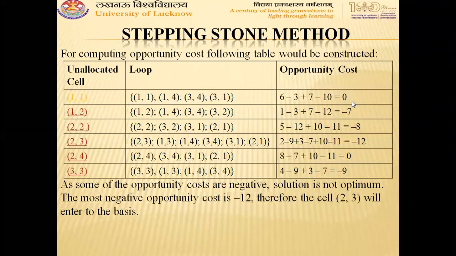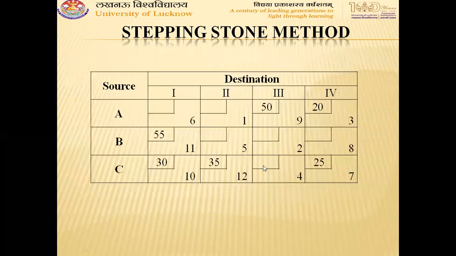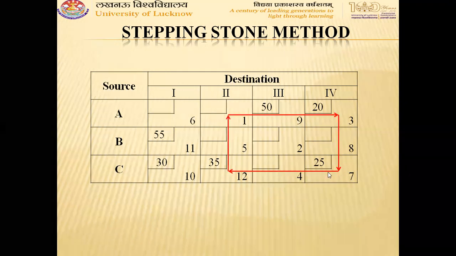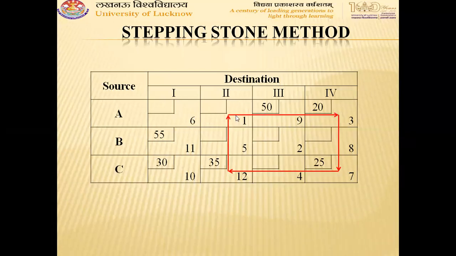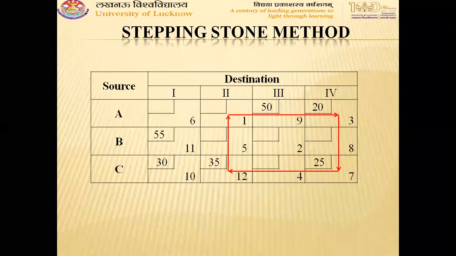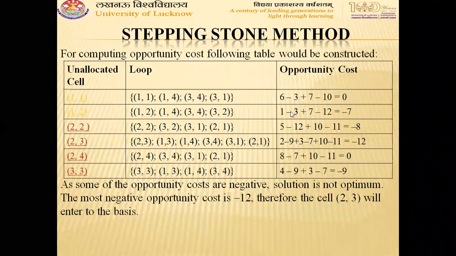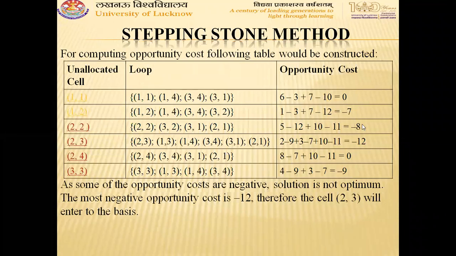Now the next cell is 1,2. For this, the loop can be constructed as 1,2 to 1,4, then 3,4, then 3,2. This loop is constructed and the opportunity cost will be 1 minus 3 plus 7 minus 12, that is minus 7.